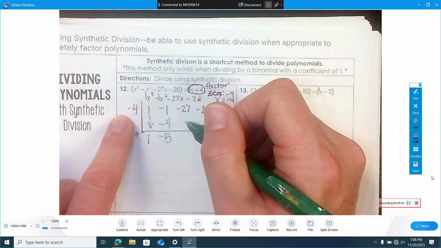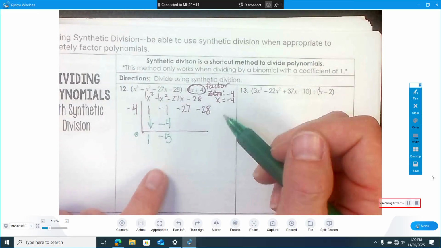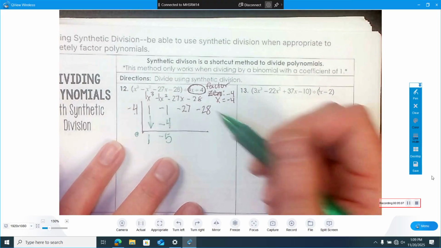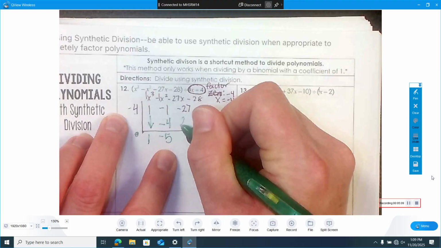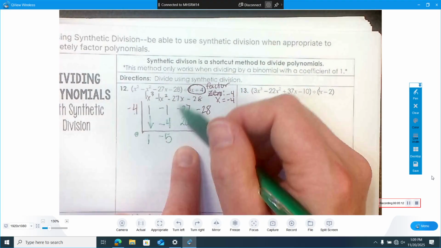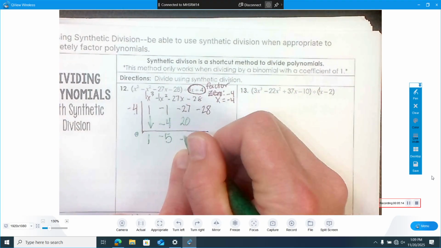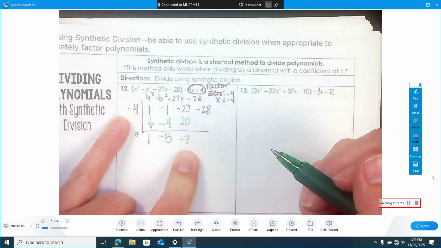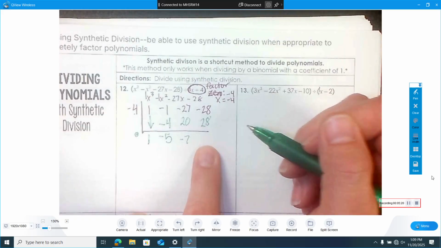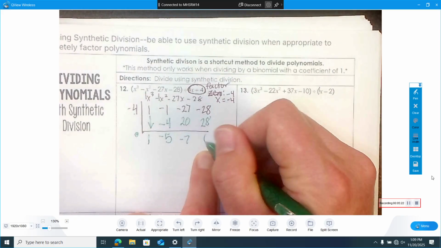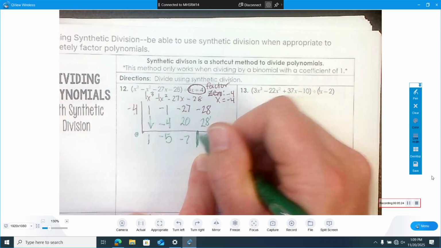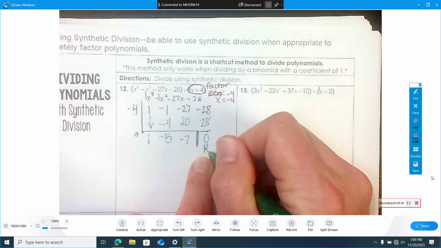Do you want to write this down now? Yes, now you're writing it down for sure. So positive 20. And then we combine the column: negative 7. Then we multiply: positive 28, and we combine the column: 0. Ladies and gentlemen, right here, the very last thing is your remainder.